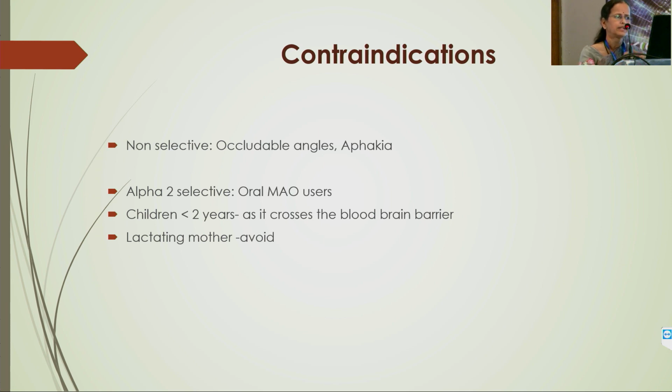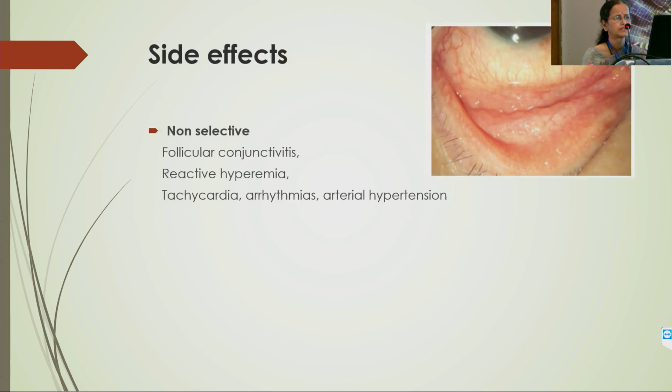So what are the contraindications? As we know, earlier when we were doing postgraduate, epinephrine was available, but those cannot be used with narrow angle. But alpha-2 selective agents have an additive effect with the oral MAO drugs because it causes sedation. In children less than 2 years, it crosses the blood-brain barrier and causes serious side effects, and it should be avoided in children. They say less than 6 years, better to avoid brimonidine. Lactating mothers, again, it is contraindicated because it's secreted in the breast milk and can have side effects in the children.